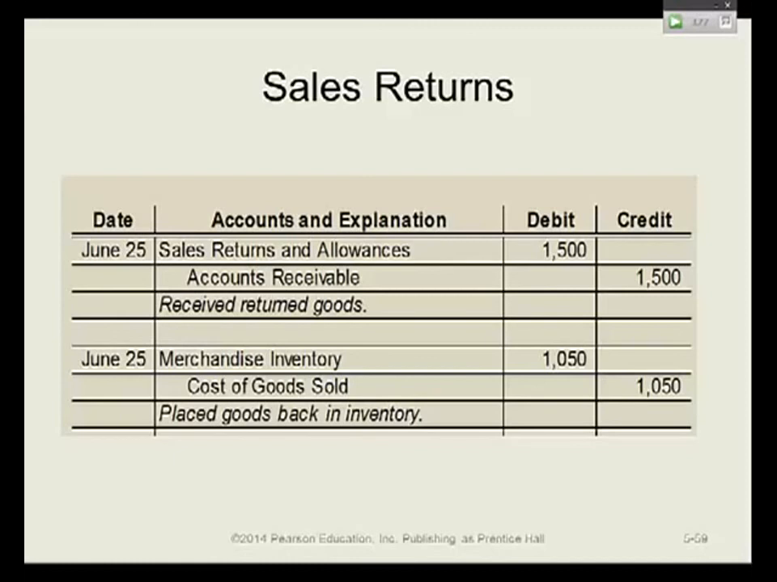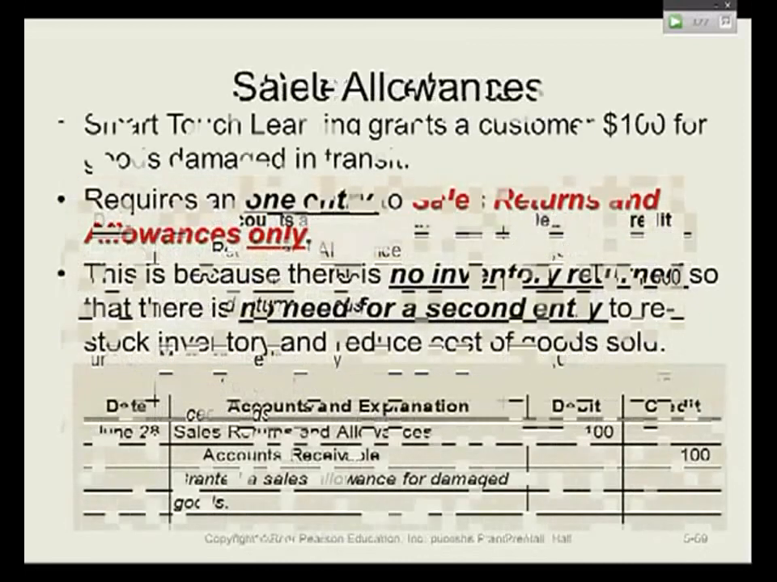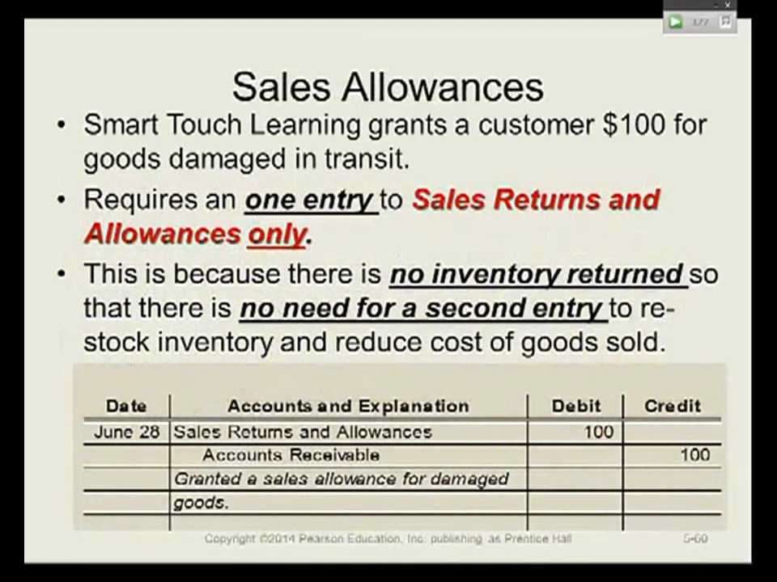Now, an allowance is going to be different. If we go to the allowance now, a sale allowance does not have any restocking. There's only one entry, and the entry is only going to reduce the amount you owe. They credit your account, technically.